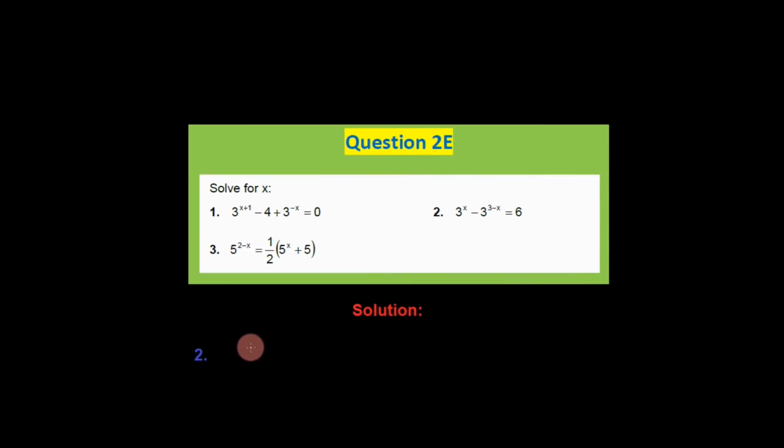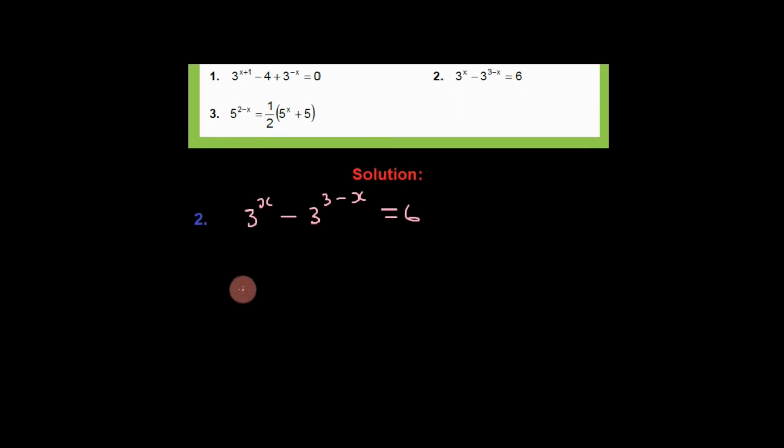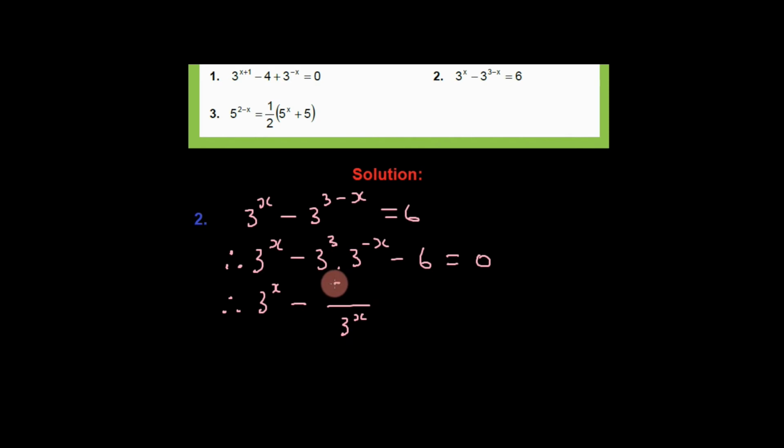In the second question, we have 3 to the x minus 3 to the 3 minus x equals 6. We can start by splitting up the second term in this equation into 3 to the 3 times 3 to the negative x, and we can also bring the 6 to the left-hand side. 3 cubed, of course, is 27, and at the same time, we're going to take 3 to the negative x into the denominator as 3 to the positive x. So we have 27 over 3 to the x.